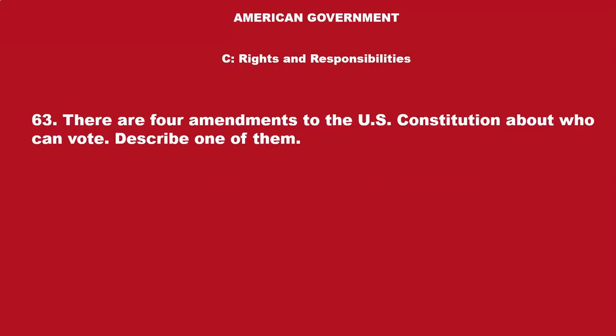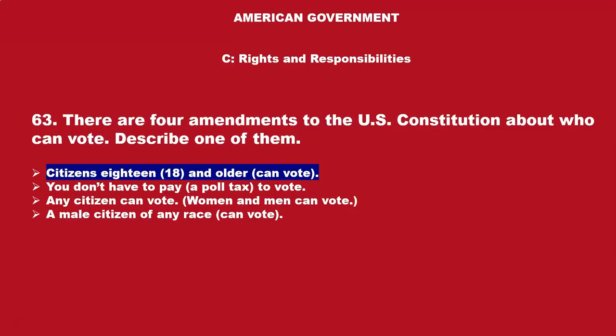There are 4 amendments to the U.S. Constitution about who can vote. Describe one of them. Citizens 18 and older can vote.